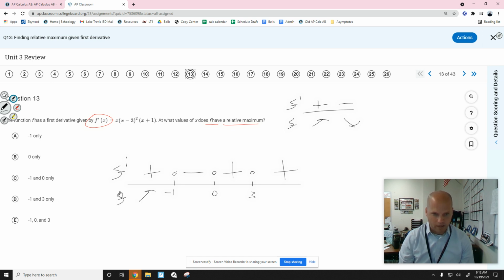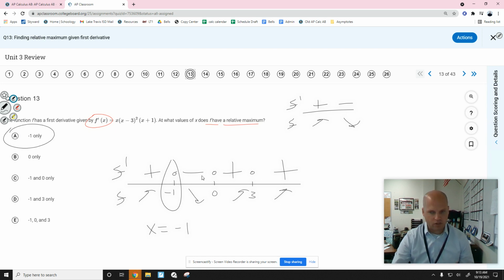That means f's going up, going down, going up, flattening out, going up. We only have one max. X equals negative 1 is the only relative maxima. So just that, okay? Make sure you get your sign analysis right. If you don't understand multiplicities, just plug in values, check your signs. You can always double check your signs.